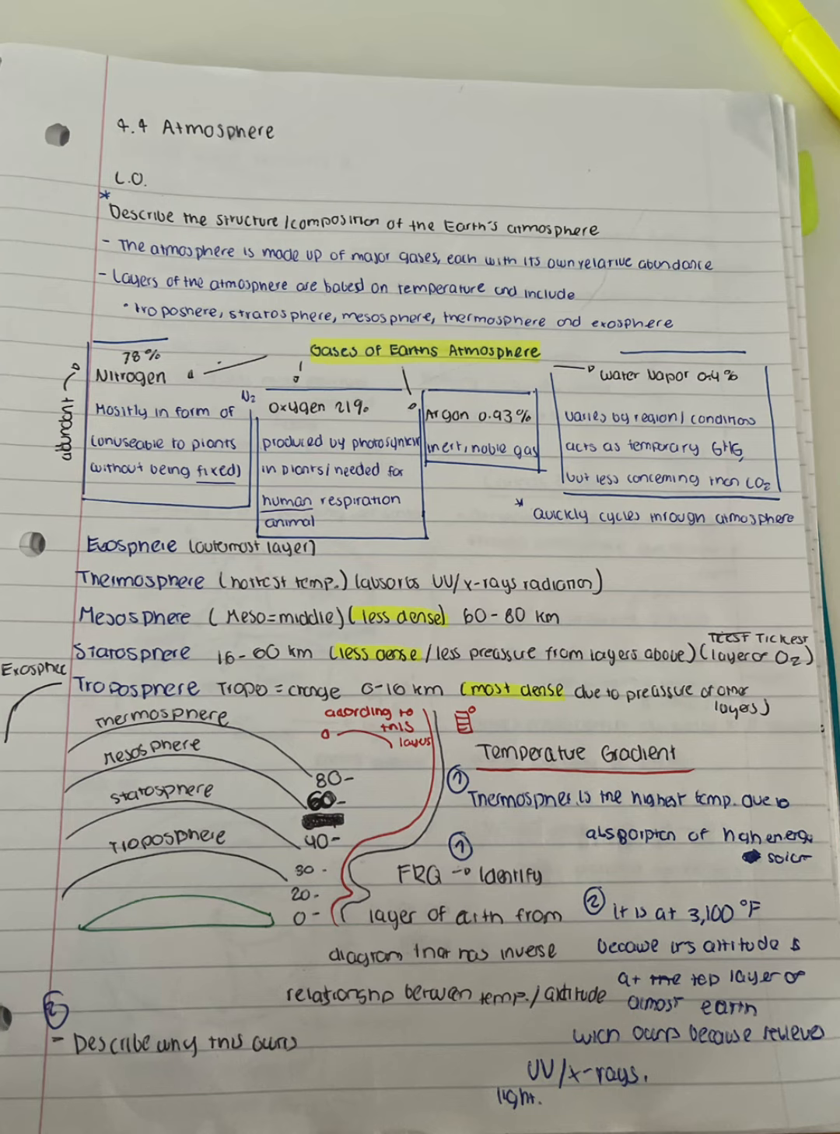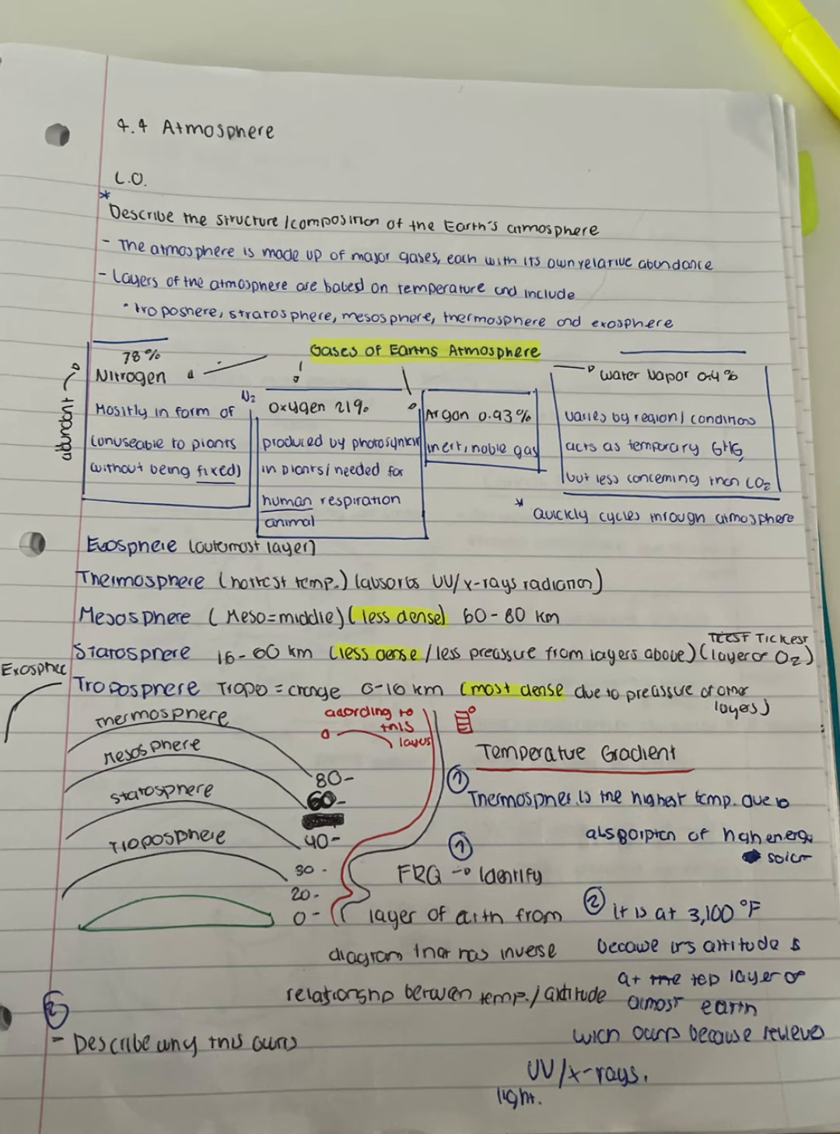Then we have the gases of our atmosphere. We have 78% nitrogen, which is the most abundant in the atmosphere. It is mostly used in the form of N2, and it's unusable to plants without being fixed. Then we have oxygen, which is 21%, and it's produced by photosynthesis in plants, and it is needed for human or animal respiration.